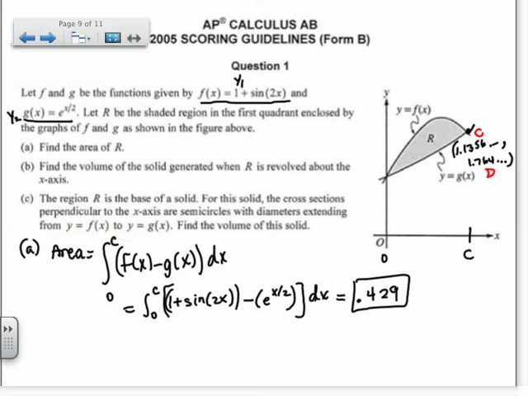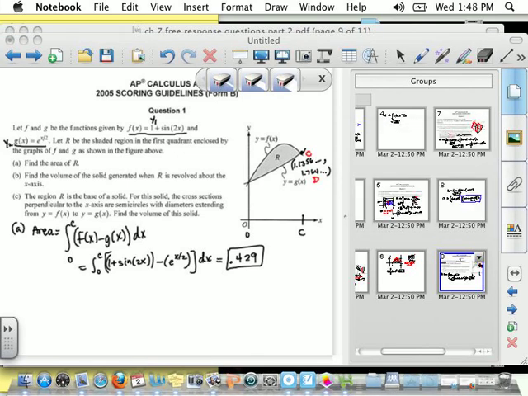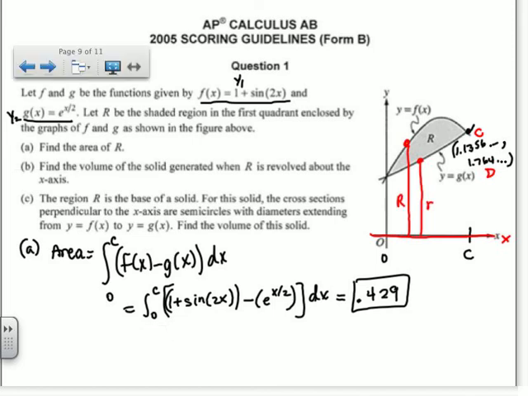Okay, so let's do part B. Part B says, find the volume of the solid generated when R is revolved around the x-axis. So when I go around the x-axis, so it's right here, I always remember with the disk and washer method around the x-axis means with respect to x, so I'm going to have all x's in my problem. I go to my outer radius and my inner radius. That's capital R and this is little r. So I need to find what those are.